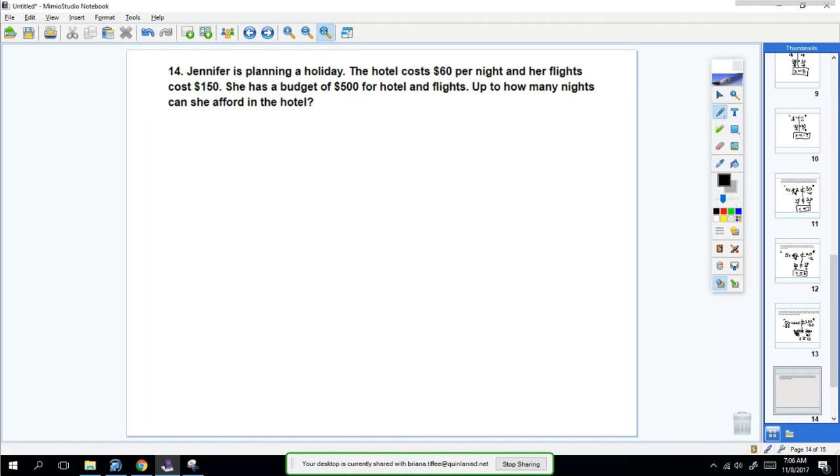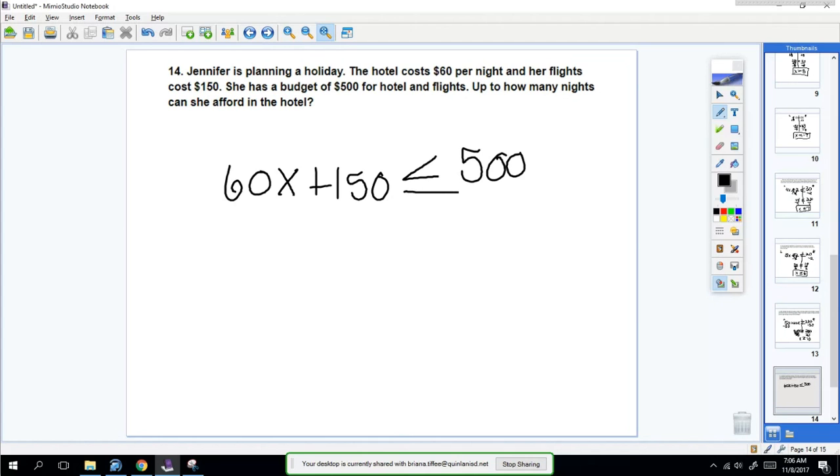Jennifer is planning a holiday. The hotel costs $60 per night, and her flights cost $150. She has a budget of $500 for hotel and flights. Up to how many nights can she afford the hotel? Well, so she only has $500. So she can't exceed $500. That means it can be $500. It can be less than or equal to $500. So the hotel costs $60 per night plus her $150 ticket. So you're going to draw your line. You got a left side and you got a right side.